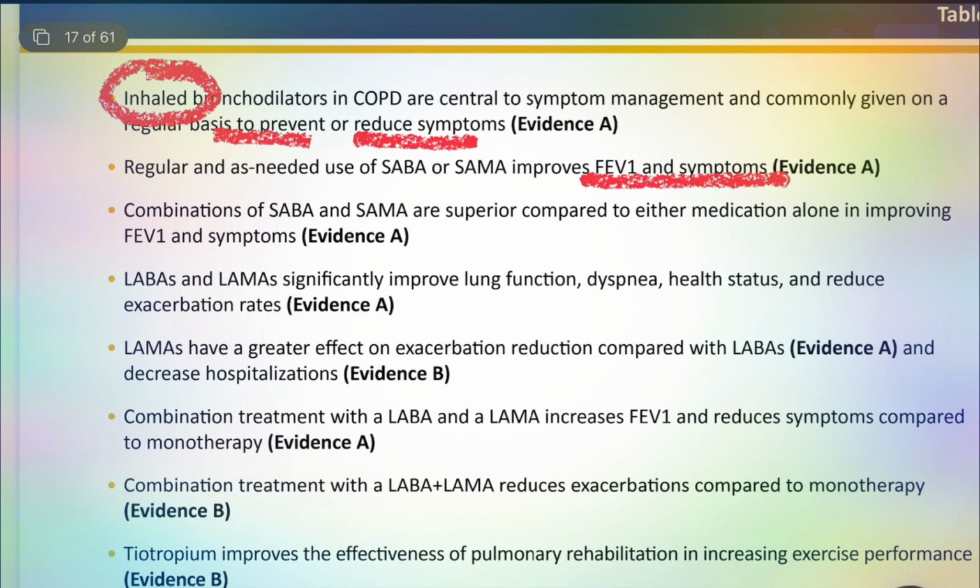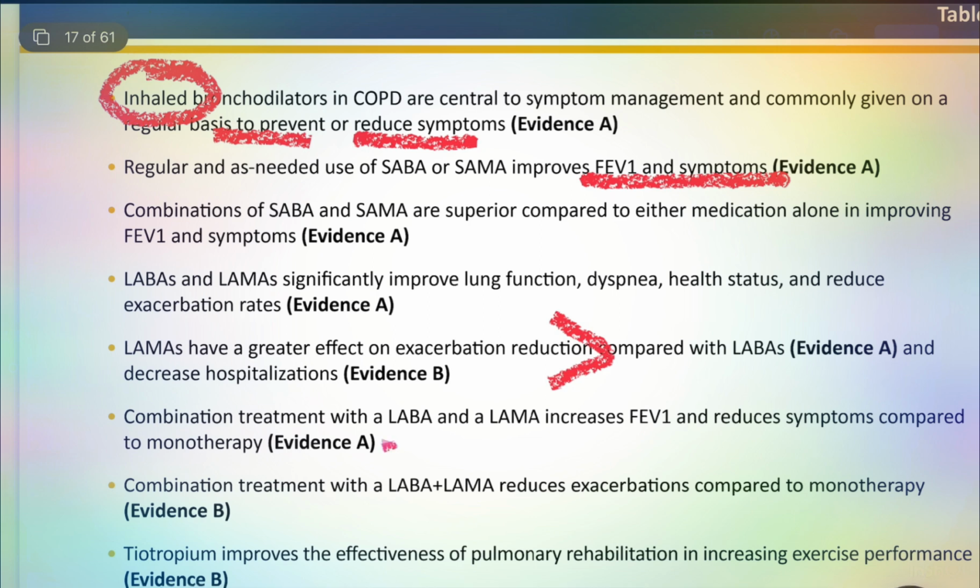Obviously, LABA and LAMA significantly improve the lung function, dyspnea, health status, and reduce exacerbation rates. So the long-acting medications improve the lung function, dyspnea and health status and reduce exacerbation rate. Then they are telling how the LAMA has greater effect on exacerbation reduction compared with LABA. So they are telling muscarinic antagonists are better than beta agonists. Long-acting muscarinic antagonists are better than long-acting beta agonists.